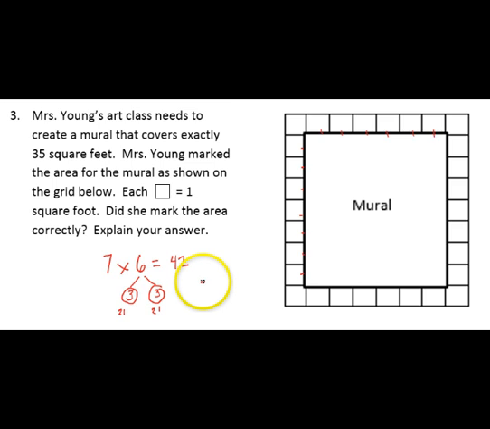In order to cover 35 square feet, we could show the multiplication problem 7 times 5. But this mural obviously has 6 columns, and so her drawing is incorrect. And we'll say no, the mural covers 42 square feet.